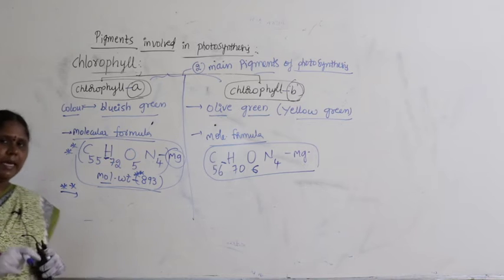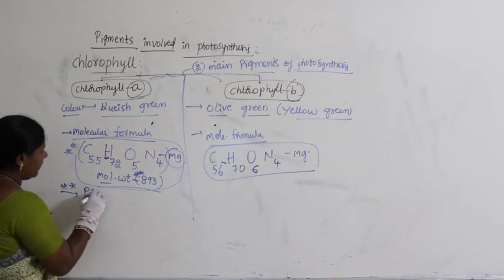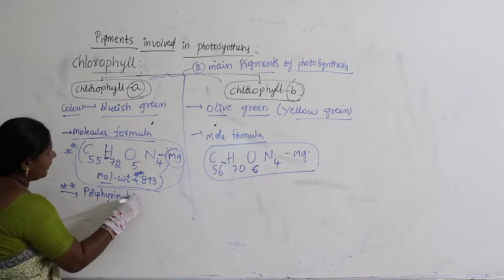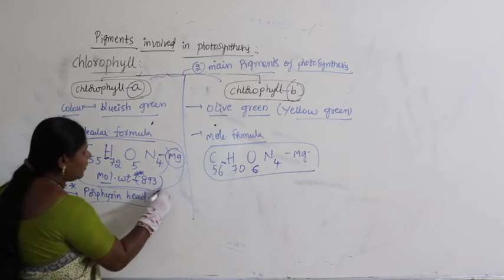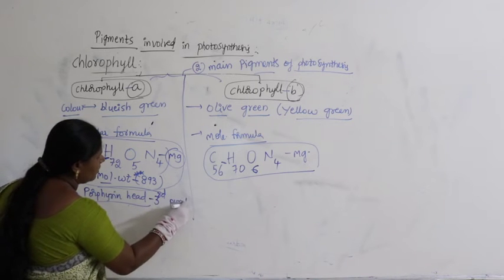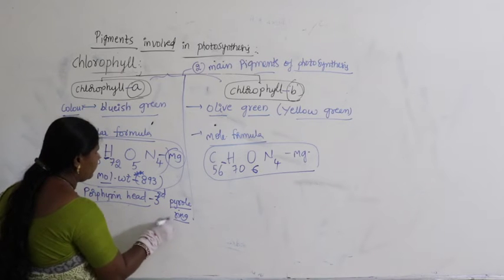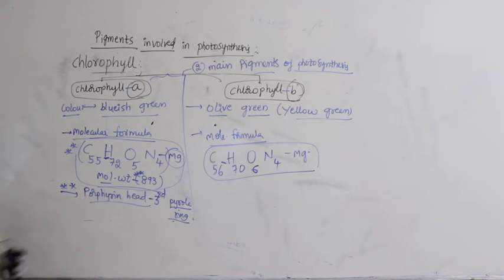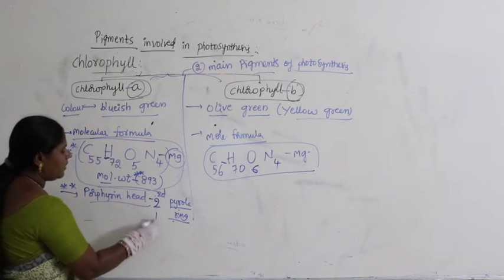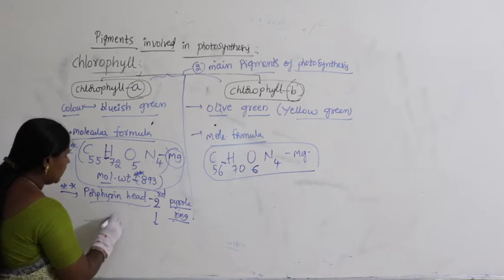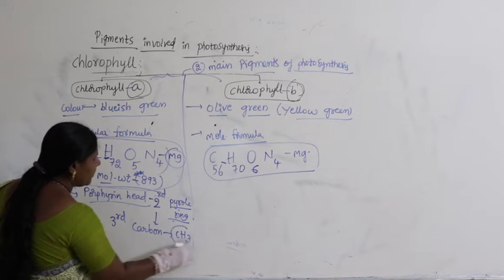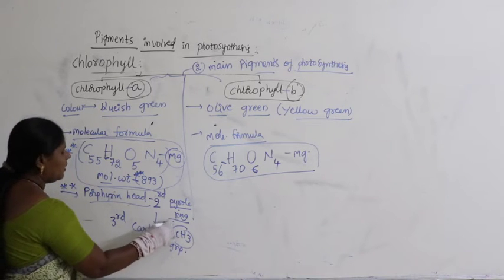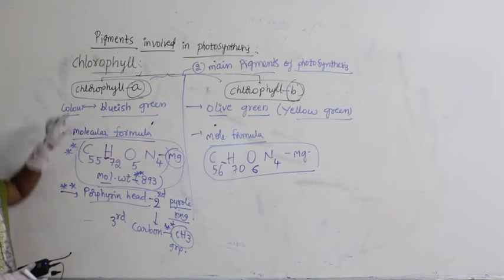In chlorophyll A, the porphyrin head contains how many pyrrole rings? 4 pyrrole rings. Guys, try to remember: the second pyrrole ring, third carbon. The second pyrrole ring having the third carbon attached to a methyl group, then it is identified as chlorophyll A.